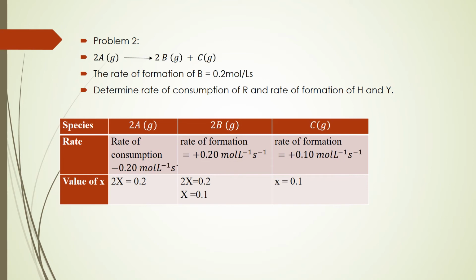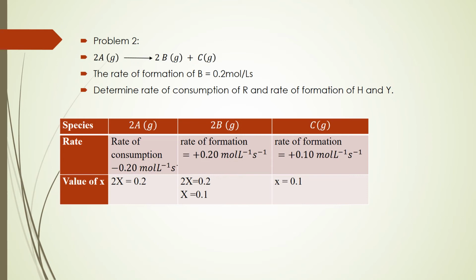Now, from the chemical equation, we have A, B, and C. We have 3 species, so we write down species first, and we write down 2A in the second column, 2B in the third column, and 1C in the fourth column. These are the respective chemicals which exist in the equation.